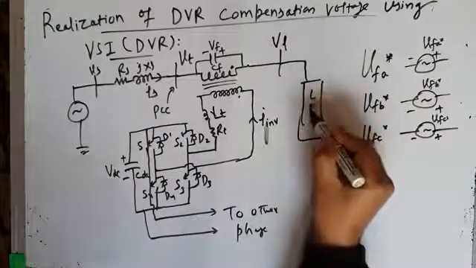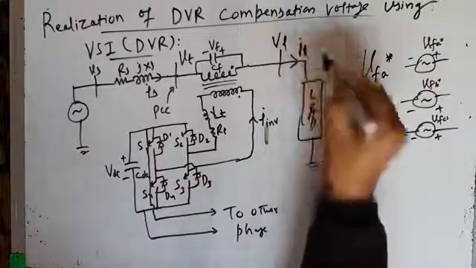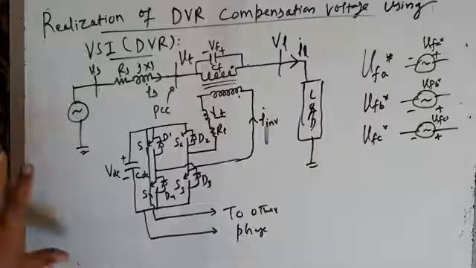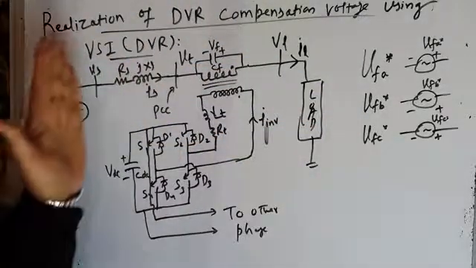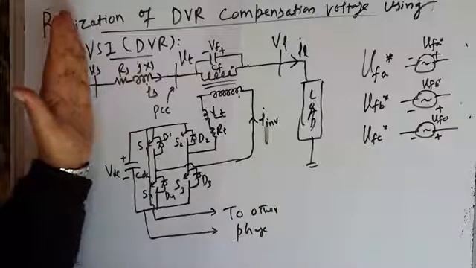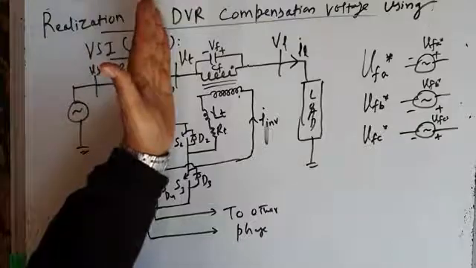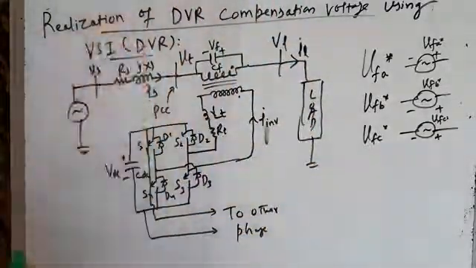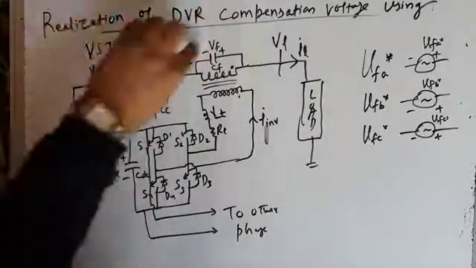This is the load, and load current is IL. So this is very interesting. This is your distribution system. This is source voltage, source bus voltage. This is feeder resistance. This is the voltage at point of common coupling or terminal voltage VT. This is load voltage, and this is load current, which is same as source current. This is the DVR injected voltage in one phase, VF.